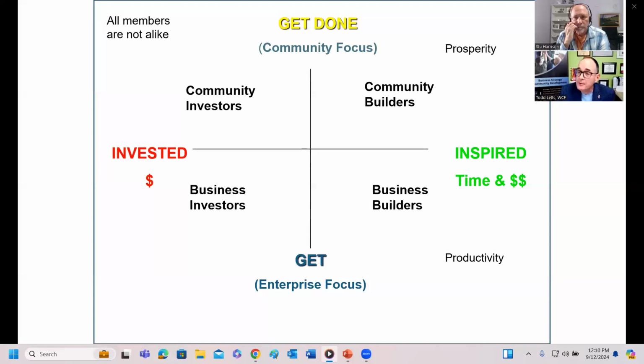And then there are the community builders. Those, again, care very much about our community, but really care about their legacy as well. They want to contribute. They're probably our board members, our committee members, those that are engaged in other agencies and institutions, United Way, etc., in our community.